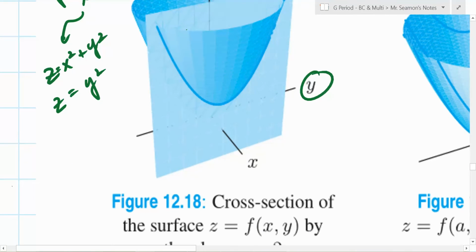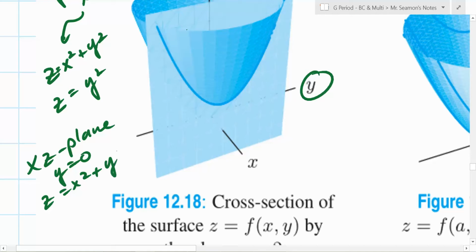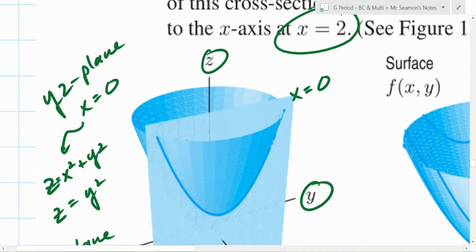Well, if we used the XZ plane, what's the equation for the XZ plane? That's when what is 0? That's when y is 0. So we had z equals x squared plus y squared. So what is z going to be equal to? What does that graph look like? Well, it starts at the origin here, and what does it do? It goes up like this, and it goes on the other side like that.